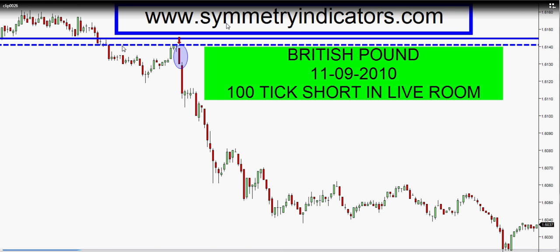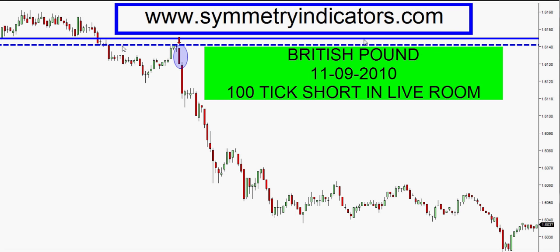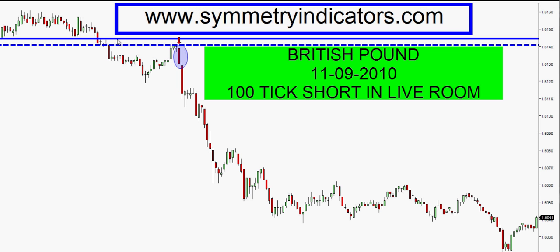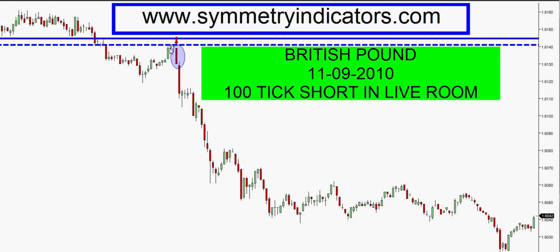If you go to symmetryindicators.com, you can read about it. Minutes after an economic news release, I tell you which news releases to get into. Minutes after a news release, this is where we look for a 10 tick stop for a 40, 50, 60, 100 tick trade. I show you exactly how to do that, and I'll be going over that with you here in a second. But let's go over the live room.